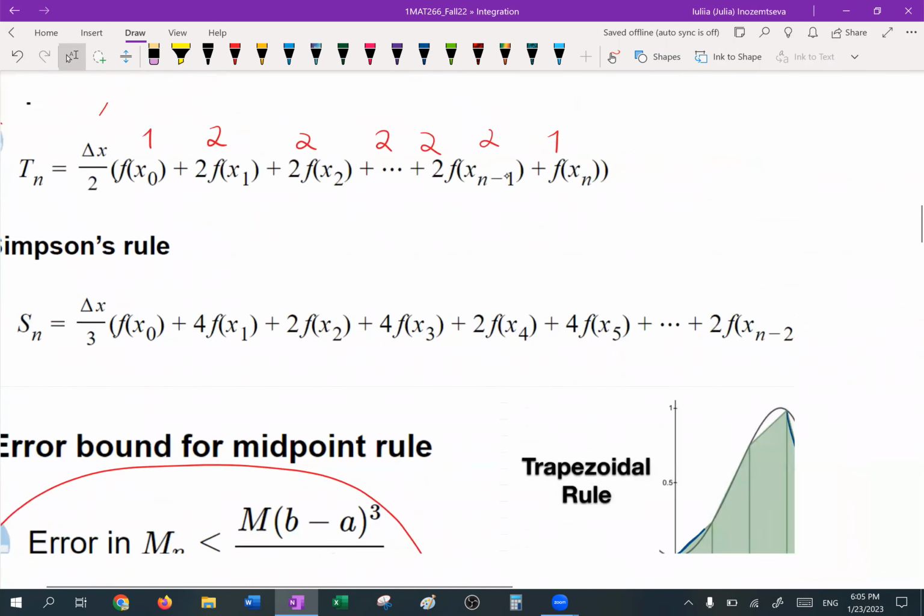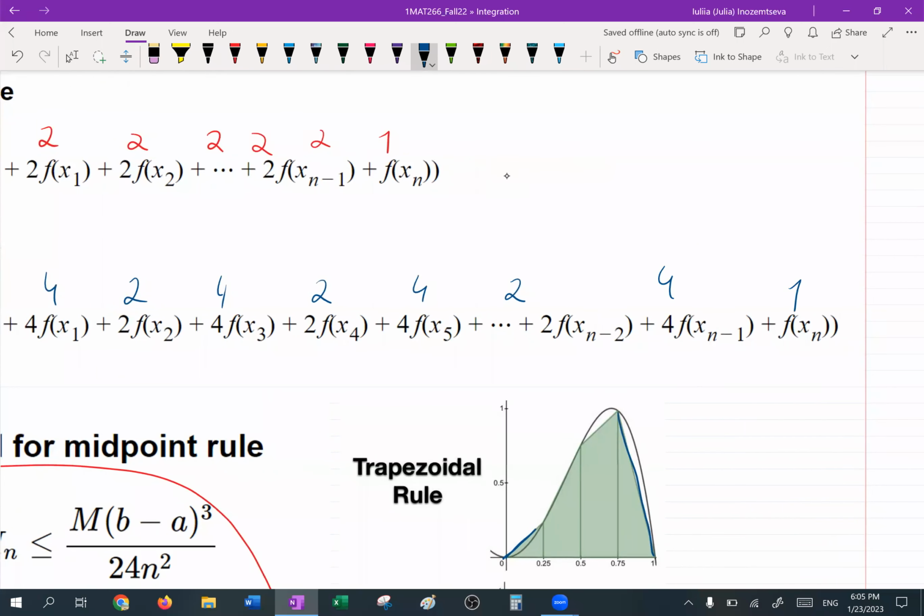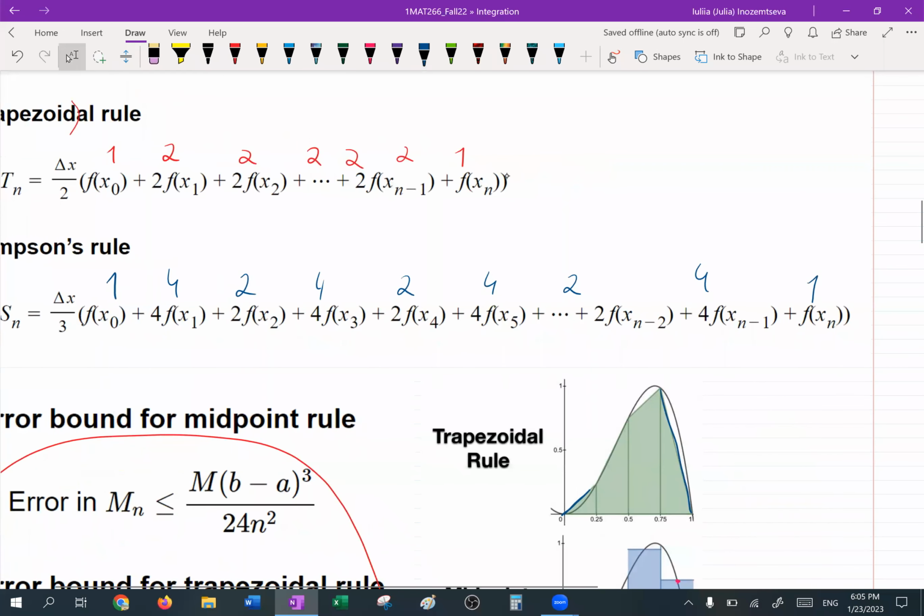And the other one, Simpson's rule, has a weird pattern. 1, 4, 2, 4, 2, 4, 2, 4, 2, 4, 2, 4. And the most important, the 4 and 1 should be at the very end. So it should start with 1, 4 and end with 4, 1. In the middle, you have 2, 4, 2, 4, 2, 4, 2. Only works for n even. N has to be even. That is important.